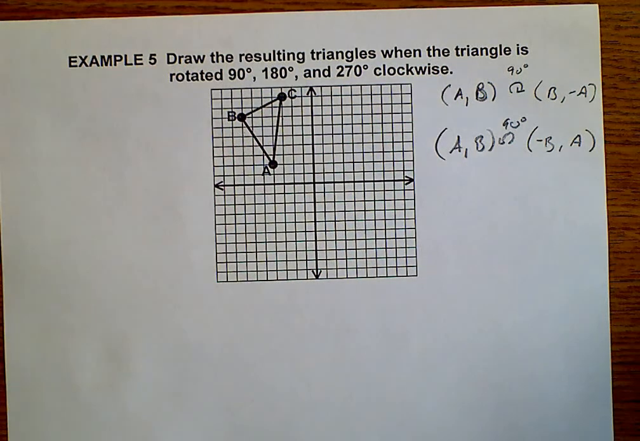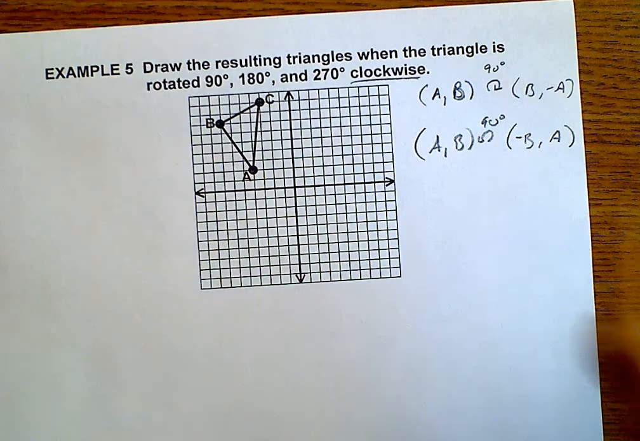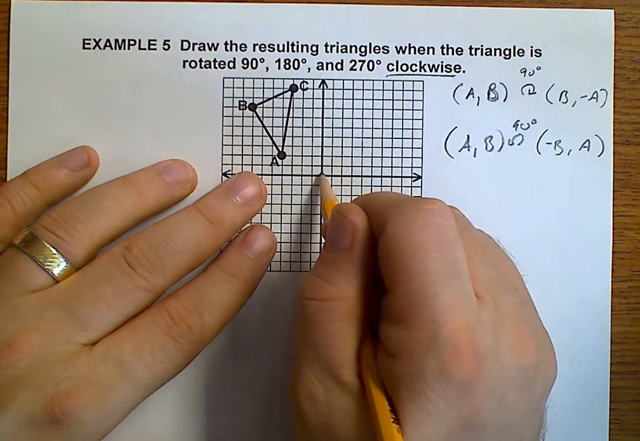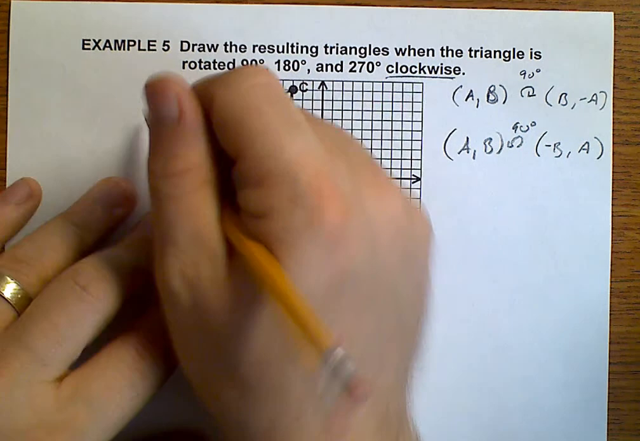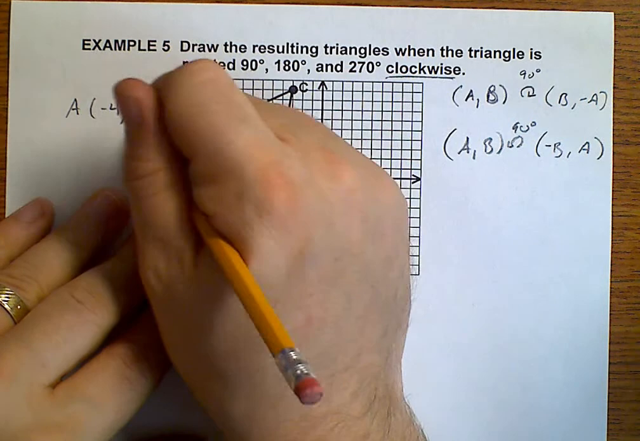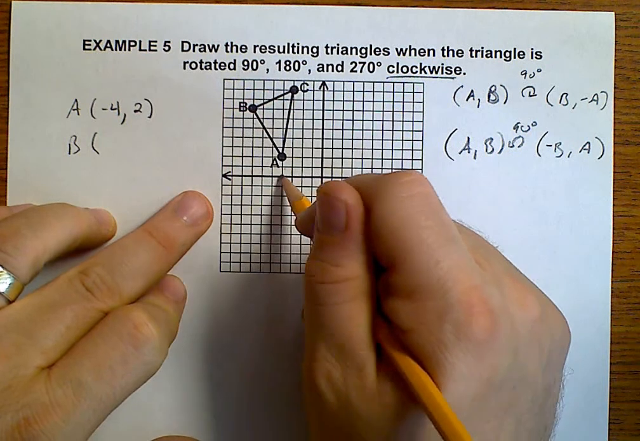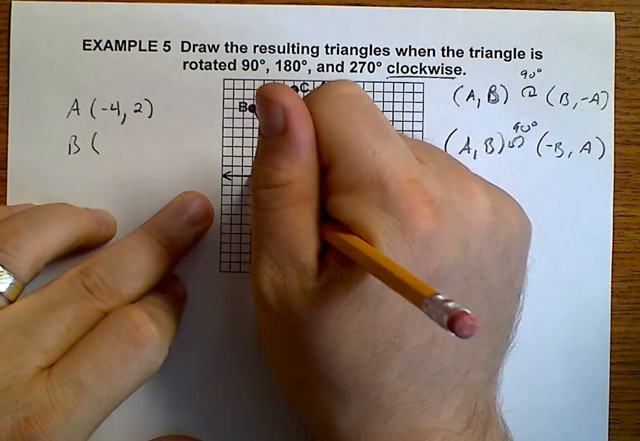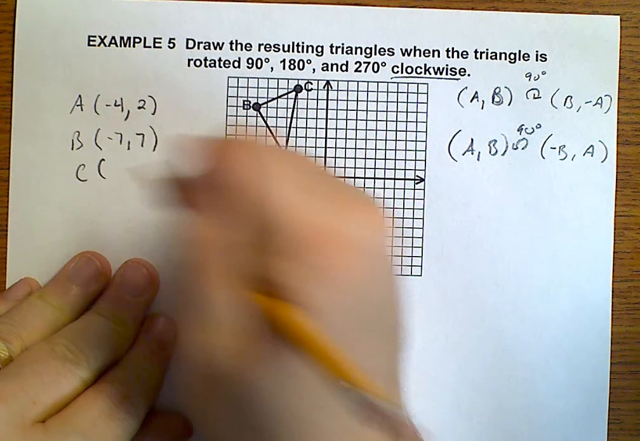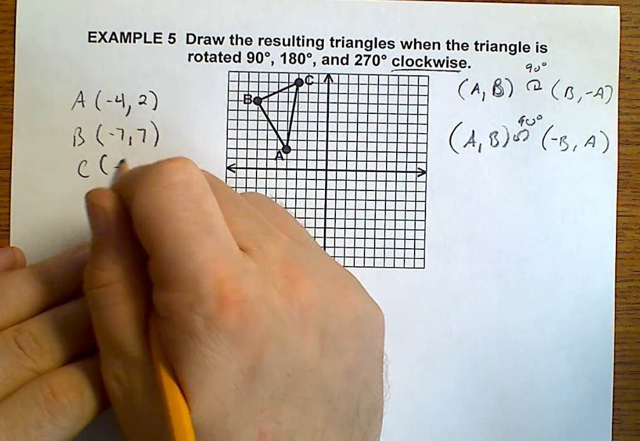We're going to visualize this and follow the rules. Since we're moving clockwise, that's how we're going to do it. First we're going to do 90. So to rotate this 90 degrees, I need to first find the point. 1, 2, 3, 4. So this would be A is at negative 4, 2. Let's go ahead and write all the points. B is at 1, 2, 3, 4, 5, 6, 7. Negative 7, 7. And C is at negative 3, and then all the way up to 9.